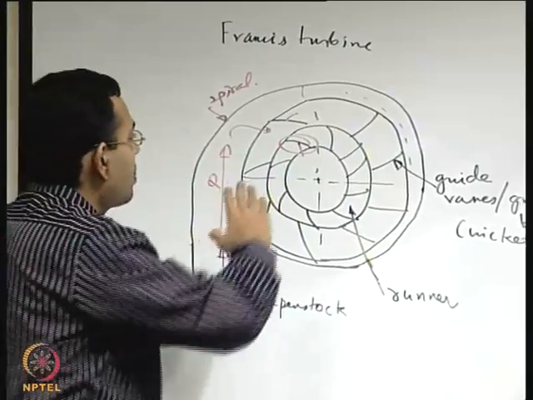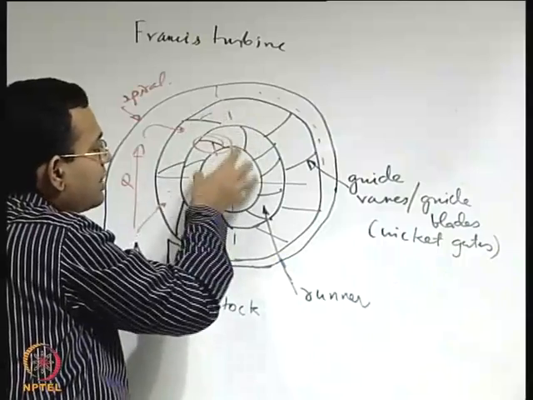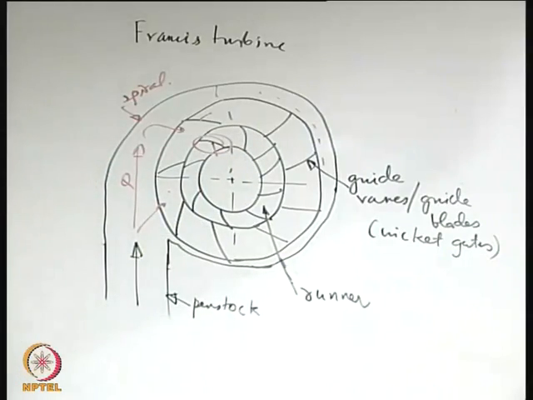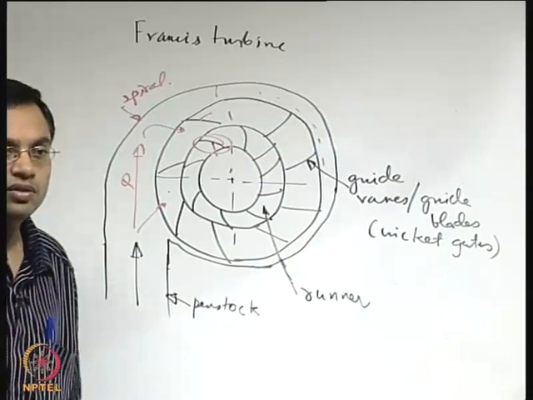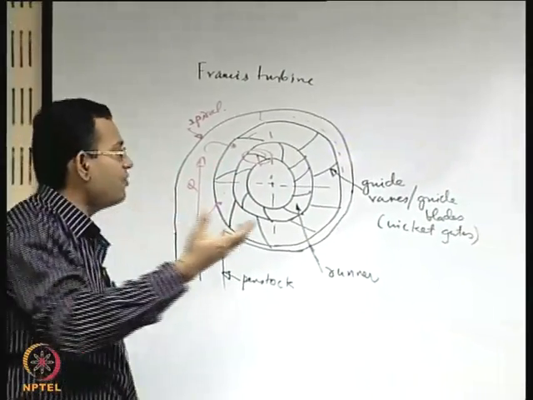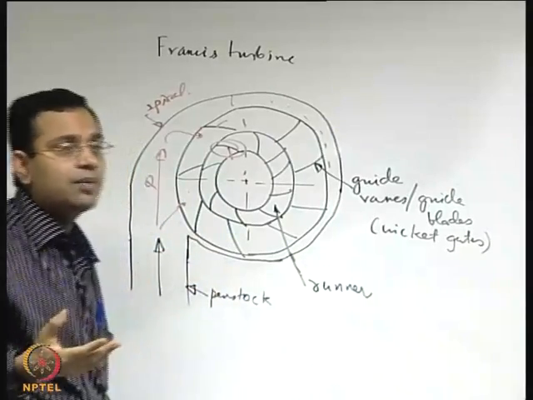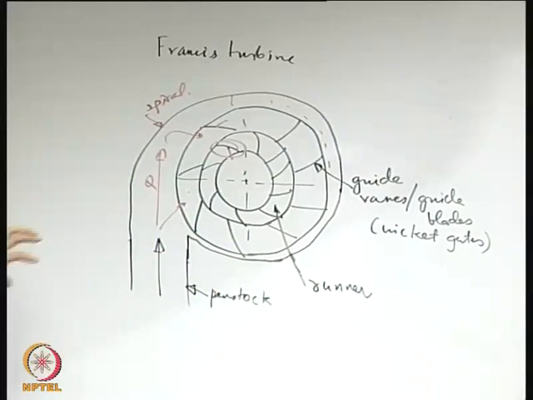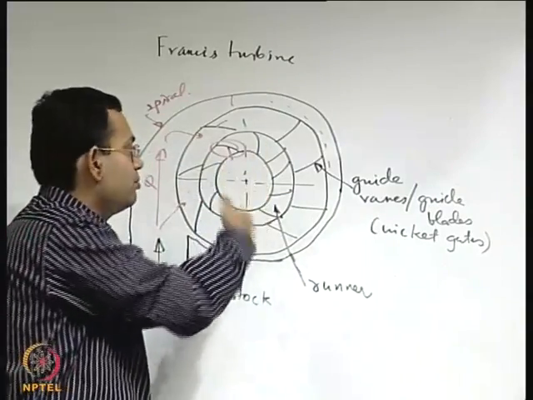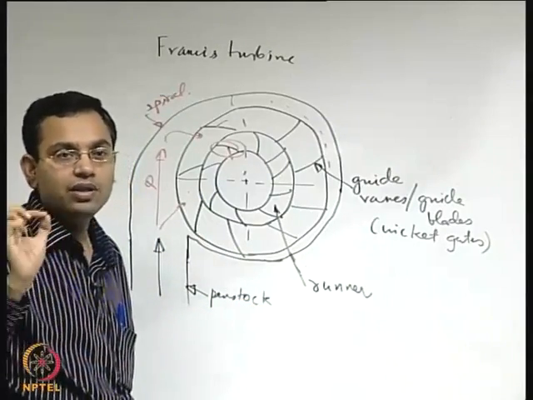Sometimes if these are fully closed, you may have very little flow of water entering the runner, and that is used for controlling the power output. Say there is a variation in the load. Load means the demand of power. When the load is high, more power needs to be produced by the turbine, but when the load is low, you do not require that much power. But the head developed by the runner is given by the momentum principle, so the only way you can change or reduce the power is by playing with the flow rate Q.